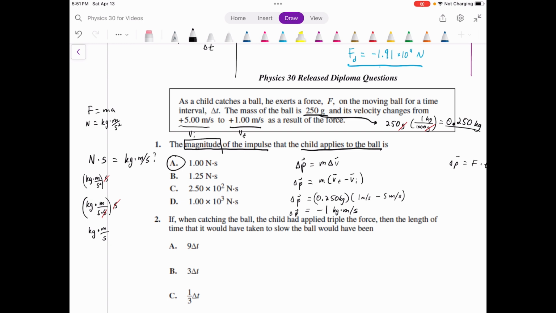We use them interchangeably. Newton second is often used more commonly for impulse, especially when we're talking about forces and times, right? But at the end of the day, it's the same thing. It's a change in momentum.